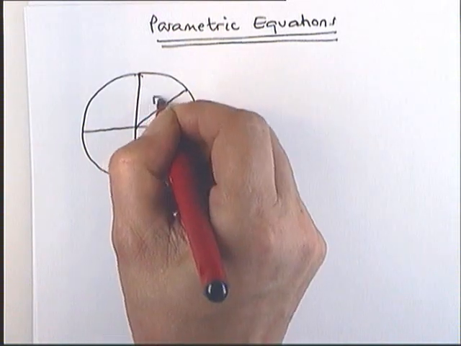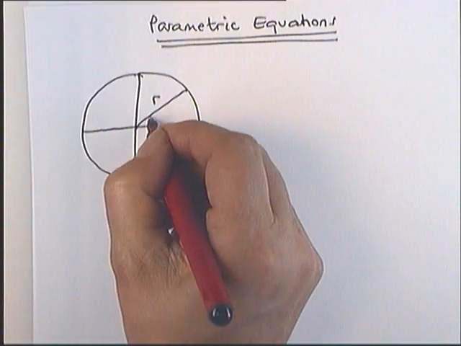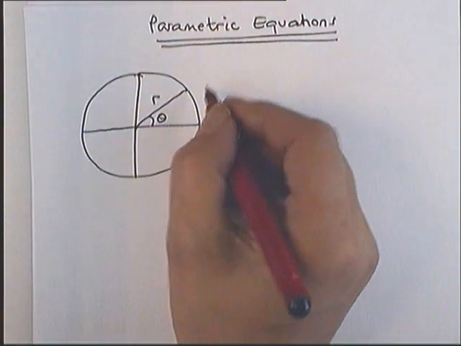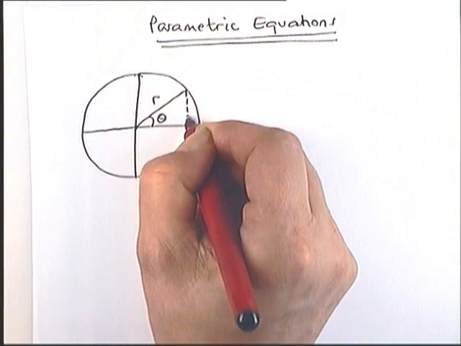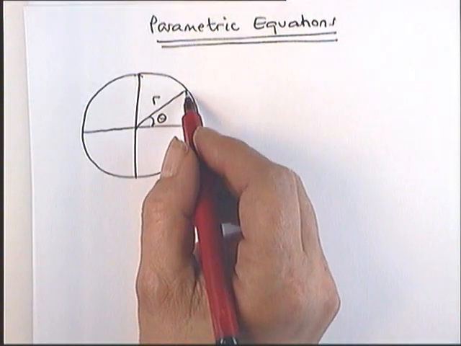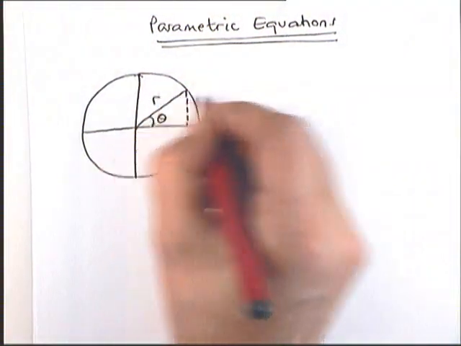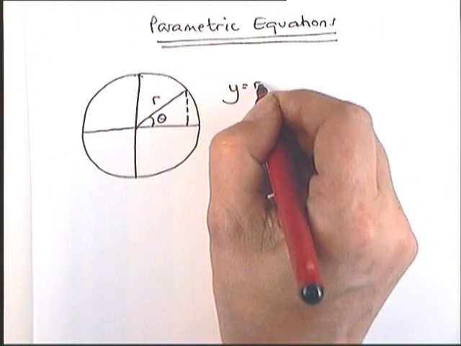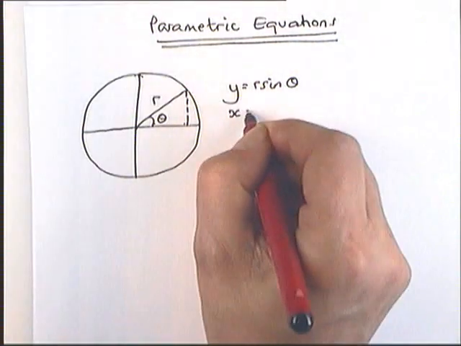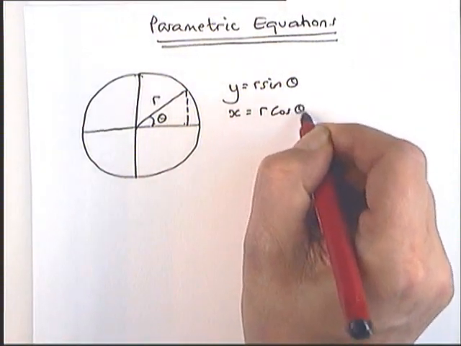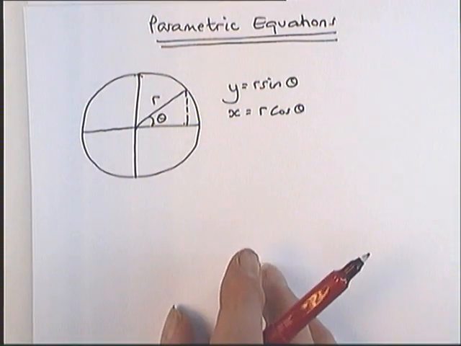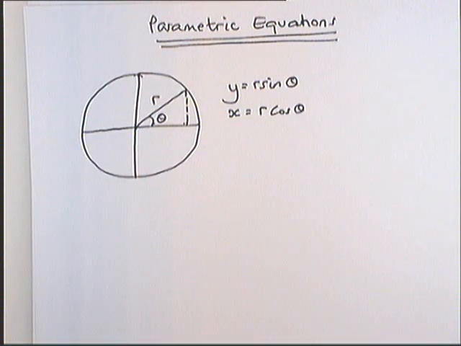centre of the origin, that's the radius, so imagine that rotating around, and theta is varying as it rotates around. If I actually look at what the y-coordinate is in terms of theta, just think back to your mechanics when you're resolving, that line there, the y-coordinate, will be r sine theta, and the x-coordinate will be r cos theta. So your x and y coordinates are given in terms of a different variable, and that's called a parametric equation.